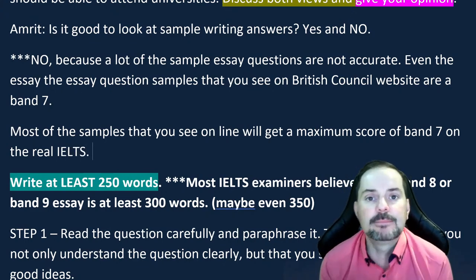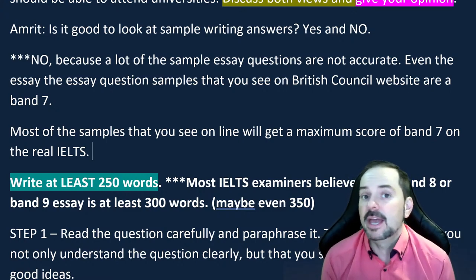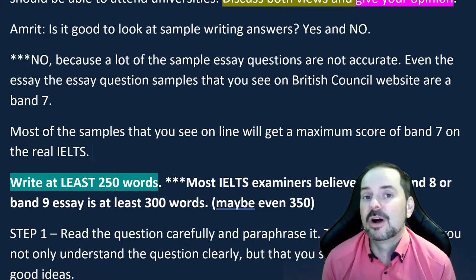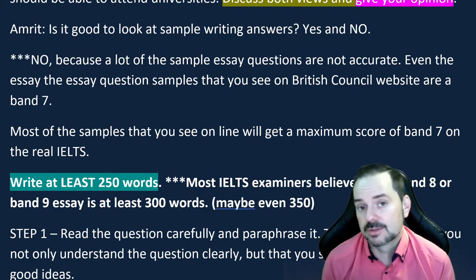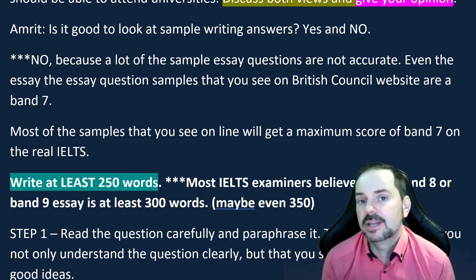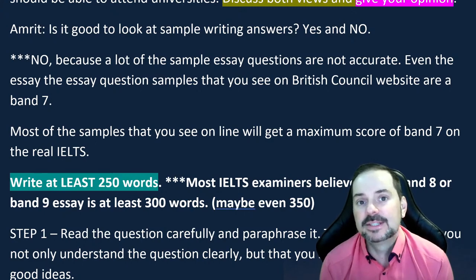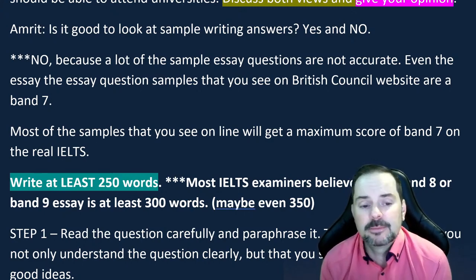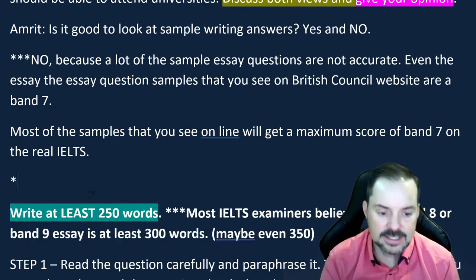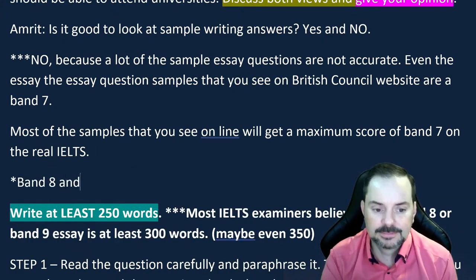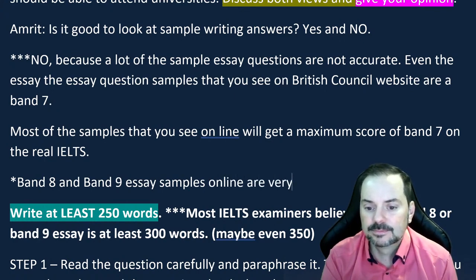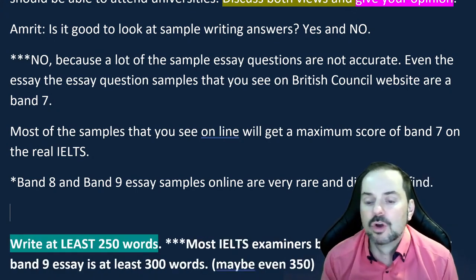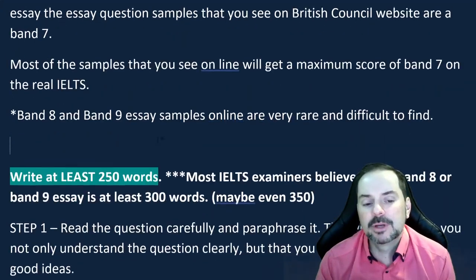Like a lot of essay samples online will say, oh, this is a band 8 or a band 9 essay, and it's absolutely not true. I guarantee you, I know for 100% that most of those essay samples that you see online will only get a band 7. That's why it's dangerous to look at those, because a lot of students want to see band 8 or band 9. So band 8 and band 9 samples online are very rare, and they're difficult to find. Okay, so most of the samples are okay writing, but not good writing.